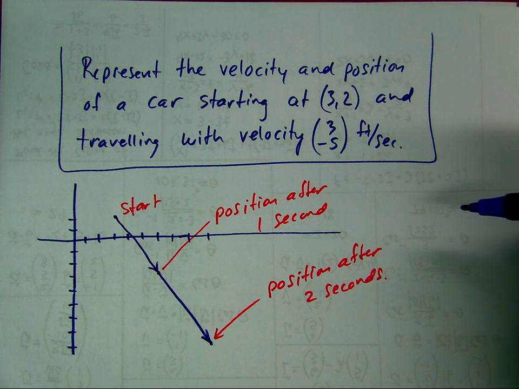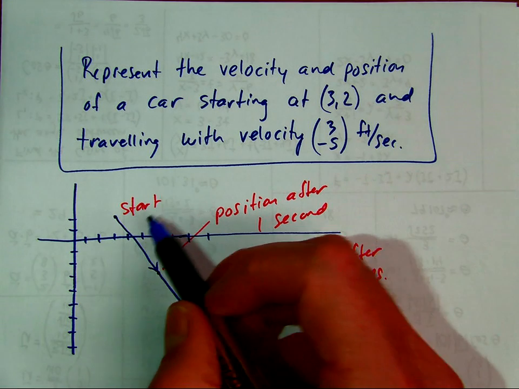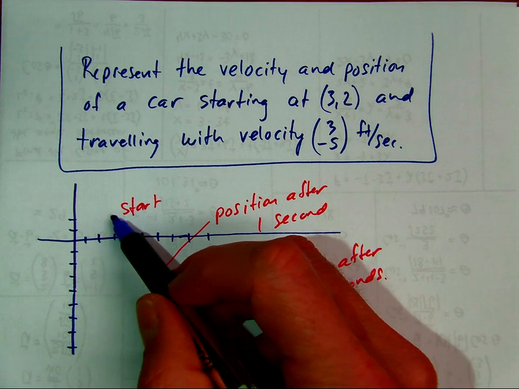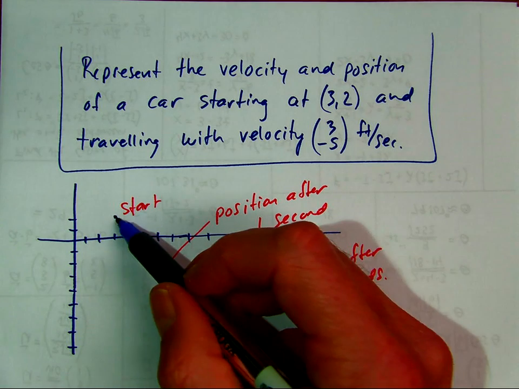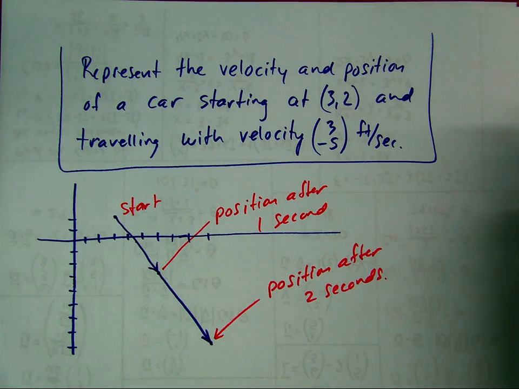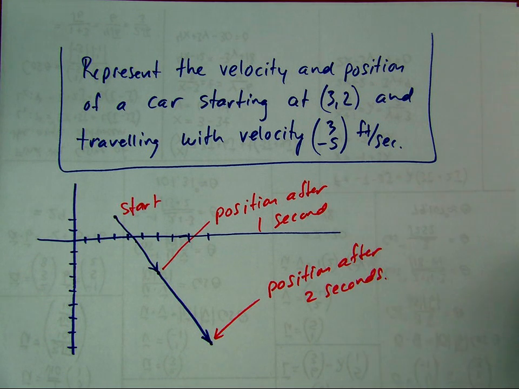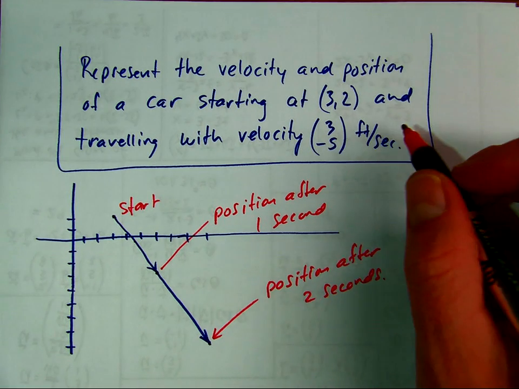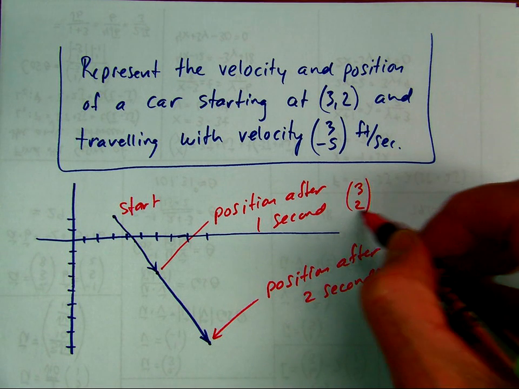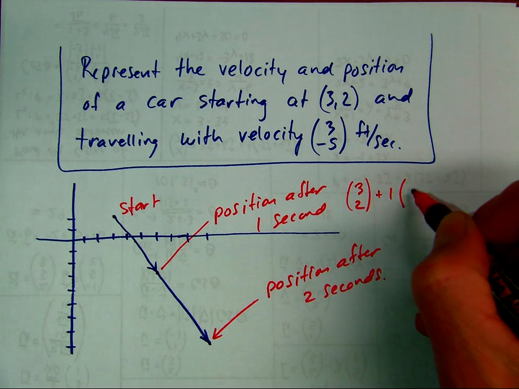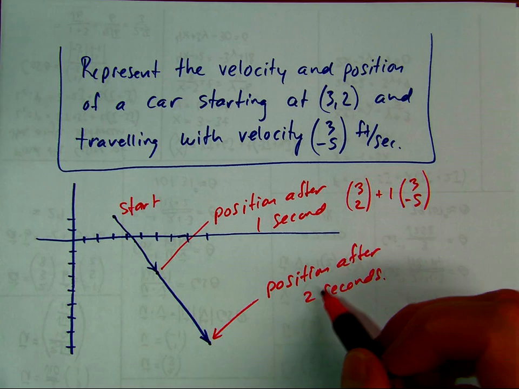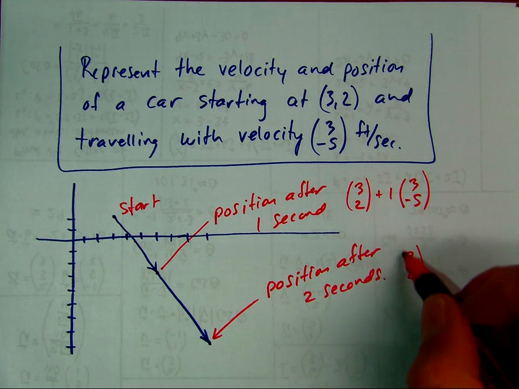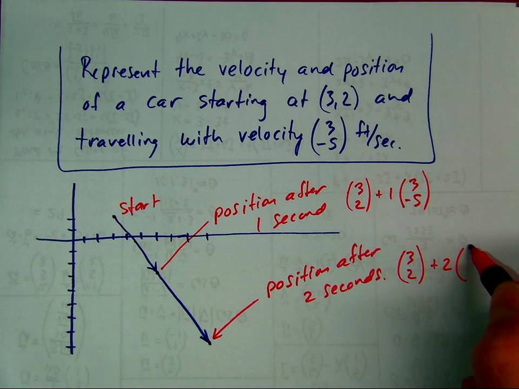We could say after a half second, then after 1/2 of a second it would be right there, because we go half of 3 and half of 5 down. We could find out at any time where it's going to be along its path. So what we're doing is, the position after 1 second is its starting position plus 1 times its velocity vector. After 2 seconds, it's the starting position plus 2 times its velocity vector.